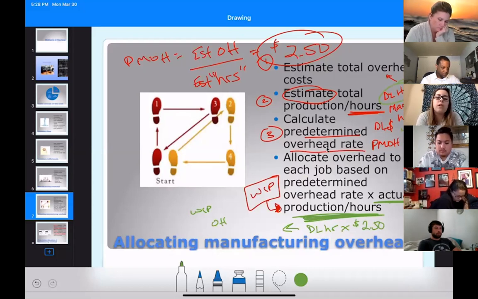So this is where the under and over allocating came in? That's coming next. Or was that later on? I couldn't remember what chapter that was from. That's in chapter three.